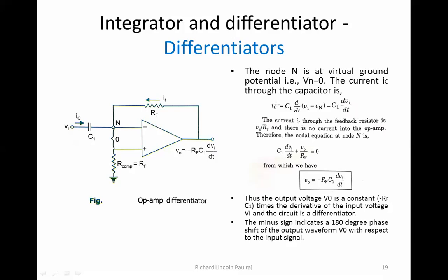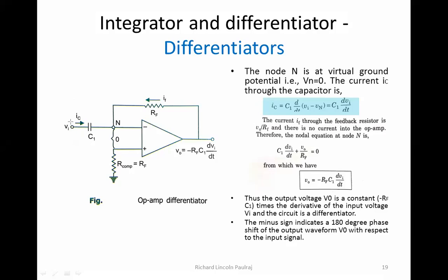So Ic is equal to C1 into dVi by dt. My current across the capacitor is equal to the value of capacitance into the rate of change of voltage with respect to time. What voltage am I talking about? I'm talking about this input voltage with respect to time.